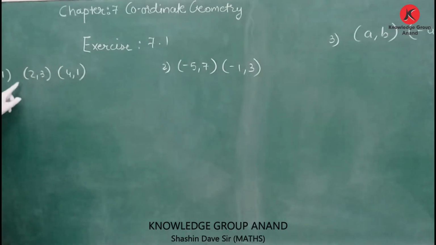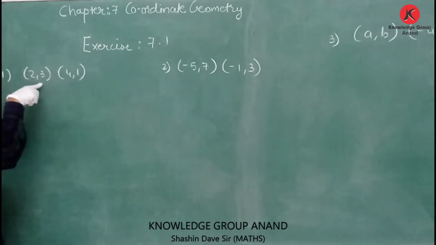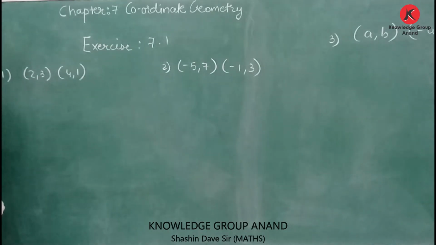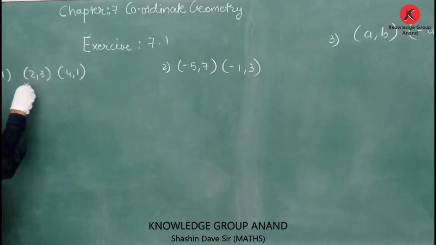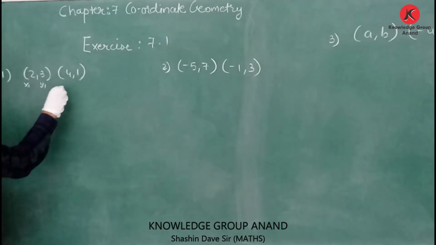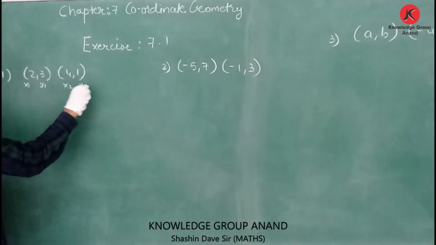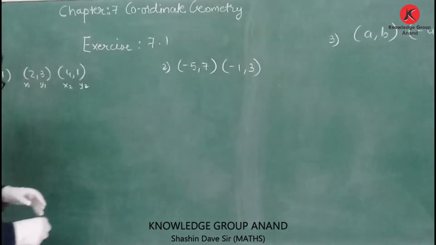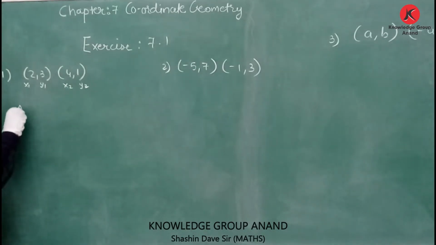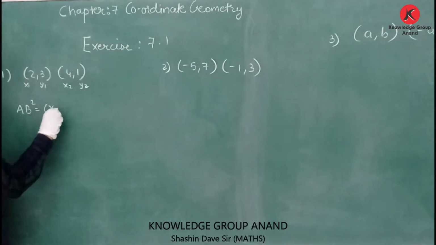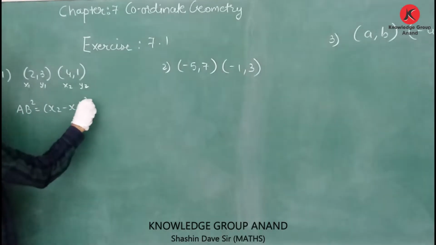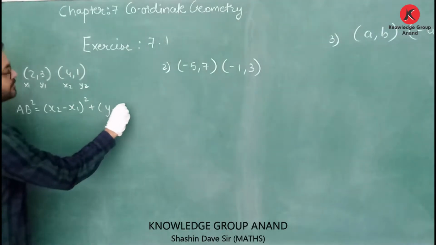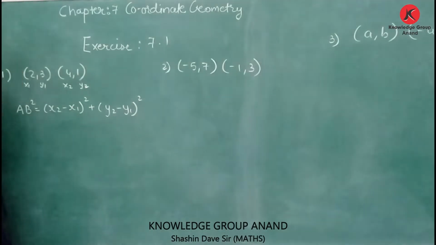So suppose this is my A and this is my B. Okay, so these are suppose coordinates of point A, another point is suppose B. So now this is my x1 y1 and this is my x2 y2. Okay, so now by distance formula I will have what is AB square. AB square is equal to x2 minus x1 whole square plus y2 minus y1 whole square.